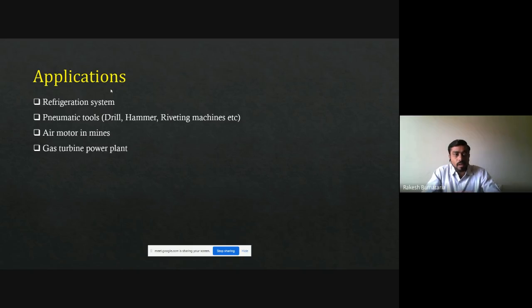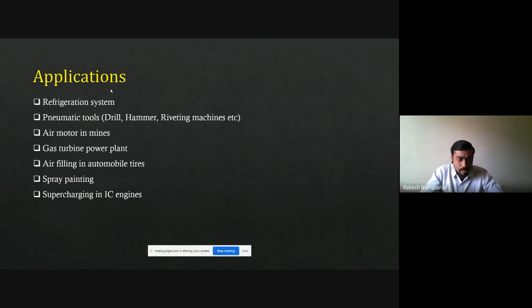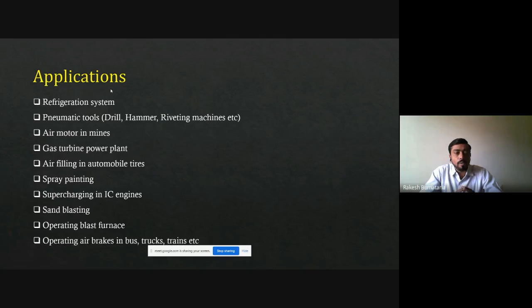In a gas turbine power plant, using a compressor, we supply pressurized air to the combustion chamber for complete combustion. Then air conditioning in automotive, a most popular application. We are all aware of this application. Then spray painting. Then supercharging of IC engines: if we need to improve the performance of our engine, it is necessary to supercharge it. Then sandblasting, which is related to surface hardening of material. In sandblasting there is a need for pressurized air, so we use a compressor. Also operating blast furnaces and operating air brakes.